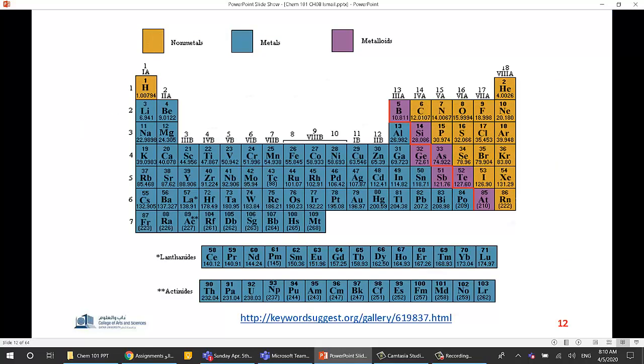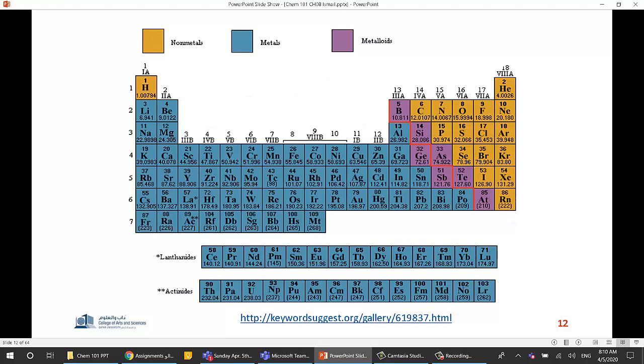This is the periodic table again, and everything in blue here is metals, including tin and lead, which are actually under carbon. Carbon is a non-metal, and everything in yellow here is non-metals. The group of noble gases, you cannot actually consider them non-metals. And things in purple are the metalloids.